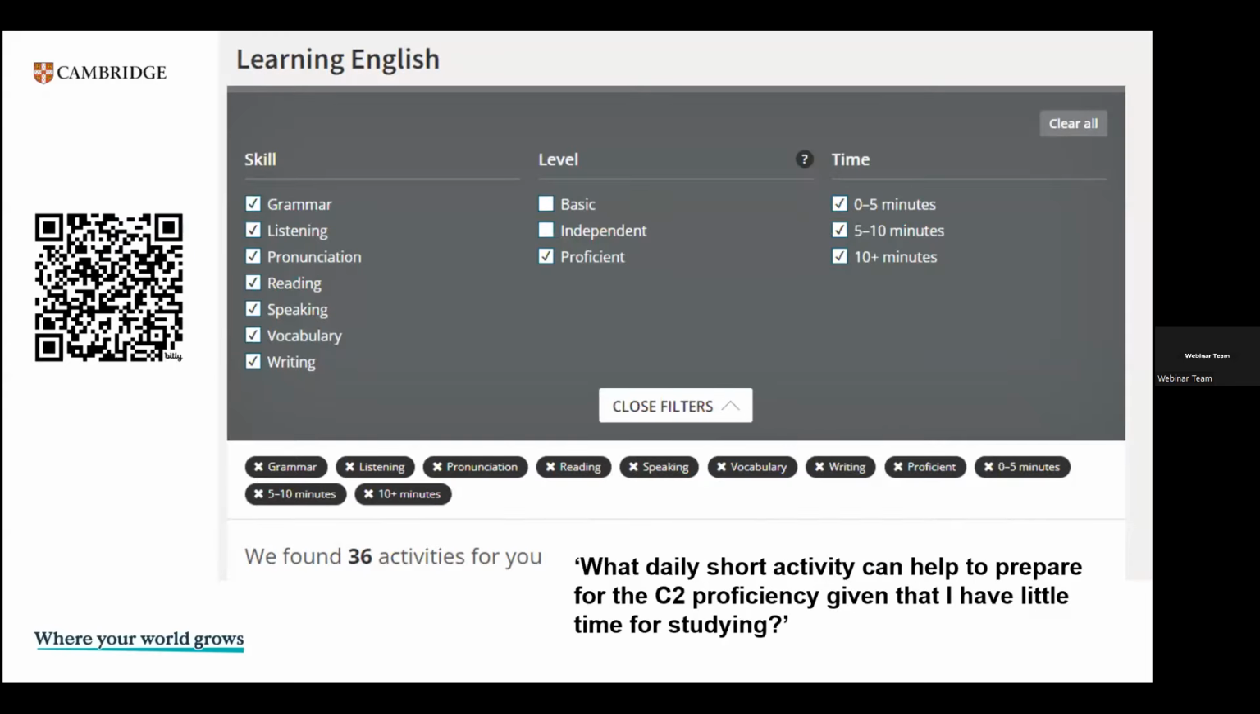What daily short activity can help me to prepare for the C2 Proficiency? Go to our website and to the Learning English tab. And there you can filter by level. Here I filtered by proficient user. You can filter by skill, and you can filter by the time you've got. And it will provide you with a number of activities that you can use to practice in your spare time. And these are designed for independent users. You don't need a teacher to correct these.